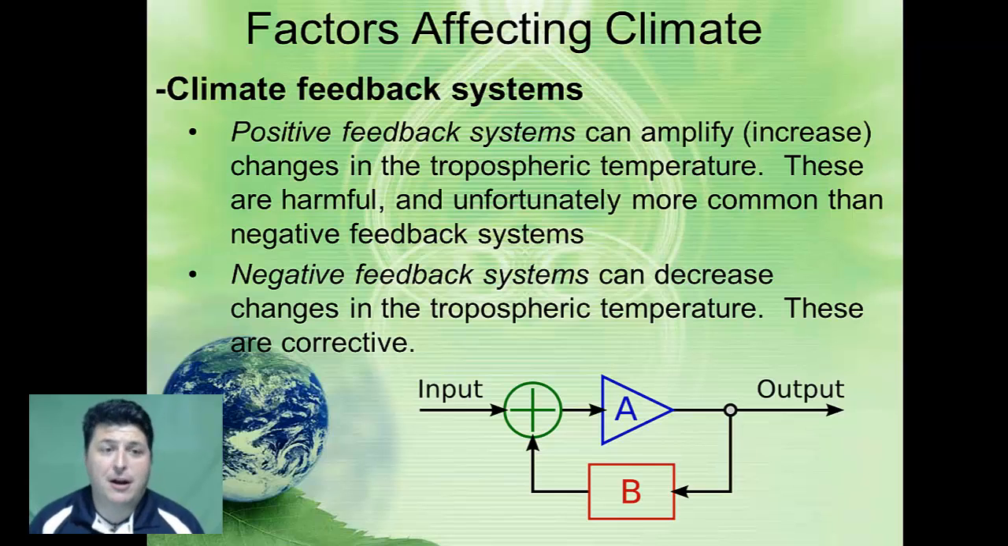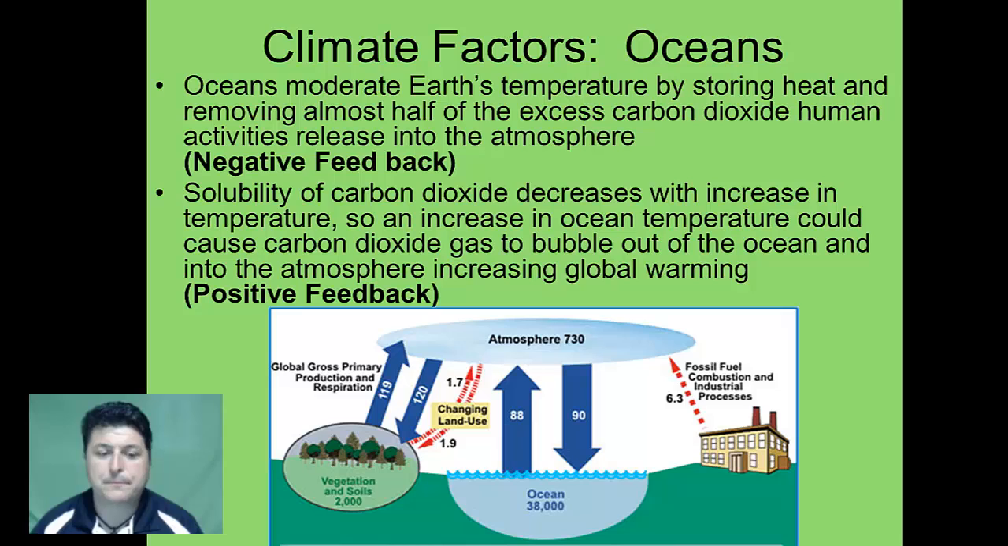Now, there are a number of feedback systems that are going to impact our climate. There are positive feedback systems that can actually amplify or increase changes in our tropospheric temperature. These are going to be harmful and are unfortunately more common than negative feedback systems. Negative feedback systems can actually decrease the changes in the tropospheric temperature and act as a corrective to bring things back to a set point.